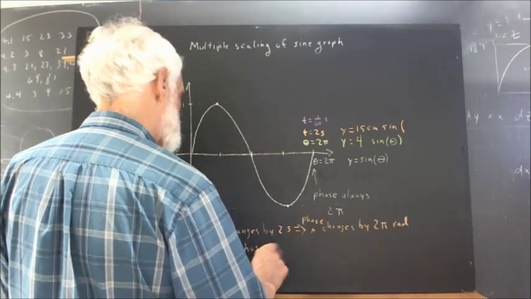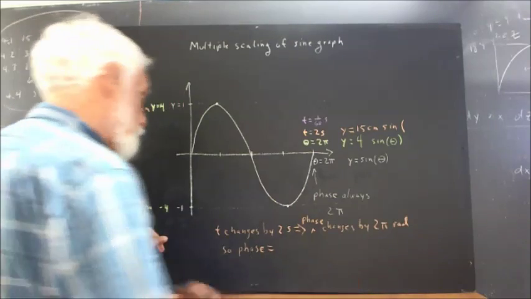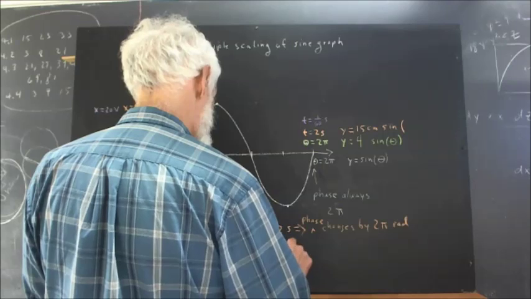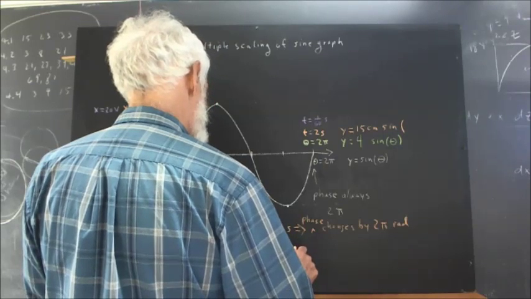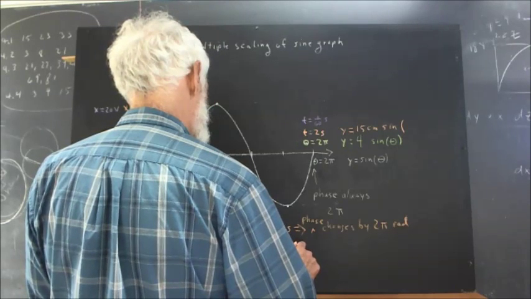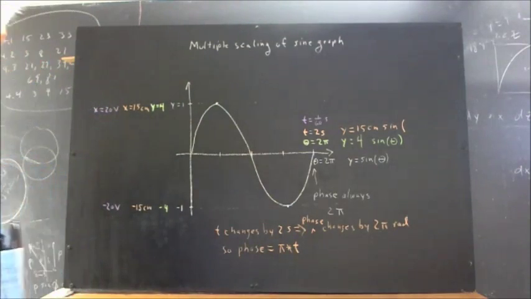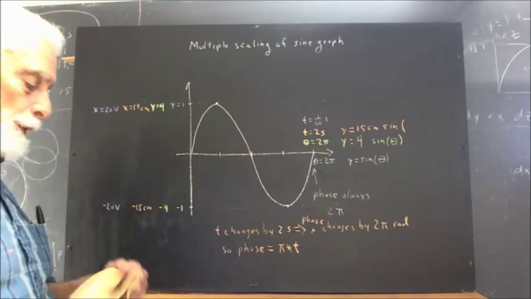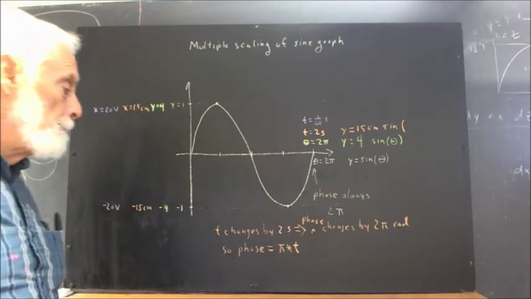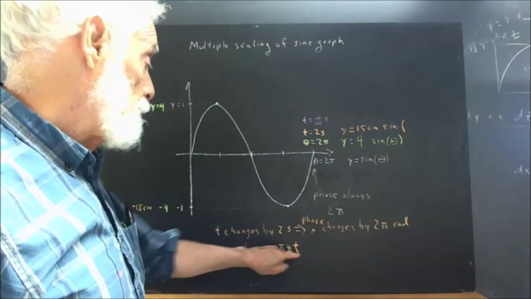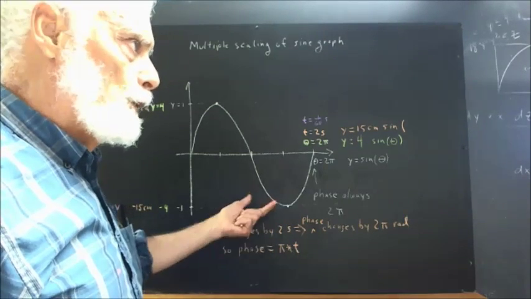So the phase equals what? The phase equals... okay, now I've written down pi times t, but I'm going to erase that in a minute. And why would I want to erase that? Well, in the first place, if t changes by 2, then the phase changes by 2 pi. So what's wrong with this?